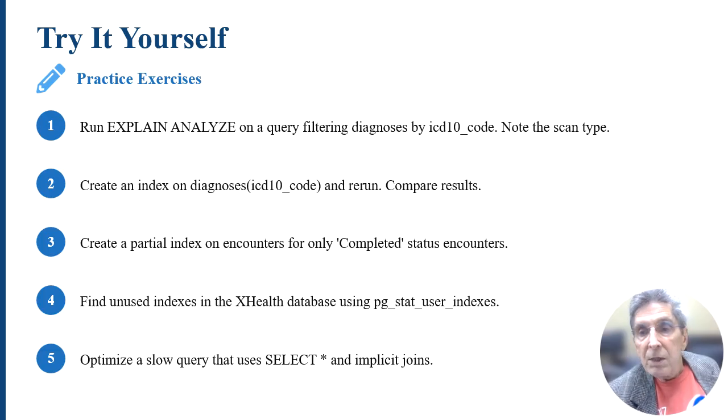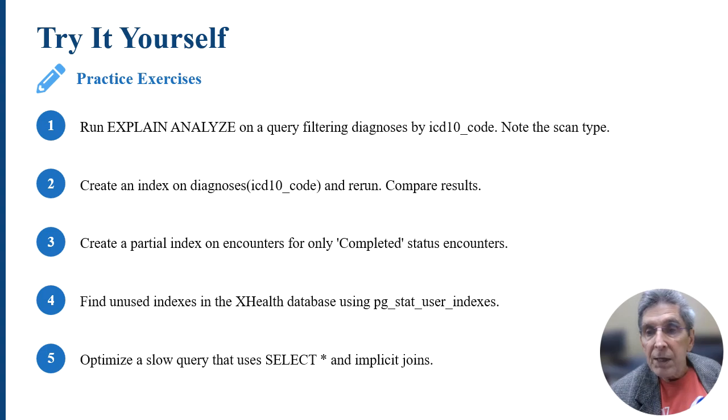In exercise 1, run explain analyze on a query that filters the diagnosis table by ICD-10 code. Before you run it, predict what scan type you will see. Then check your prediction. You should see a seq scan since there's no index on that column pre-existing. Look at exercise 2. Create an index on diagnoses for ICD-10 code. Then rerun the same explain analyze and compare the output. You should see the scan type change from seq scan to index scan, and the execution time should drop significantly.